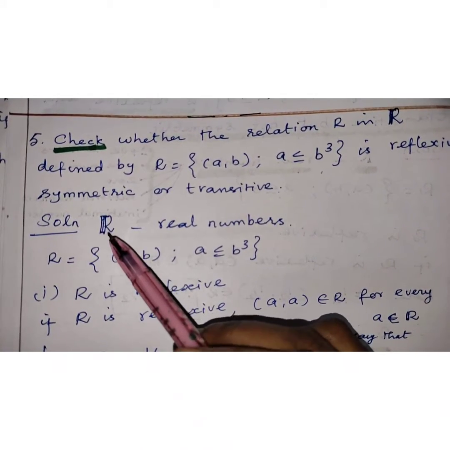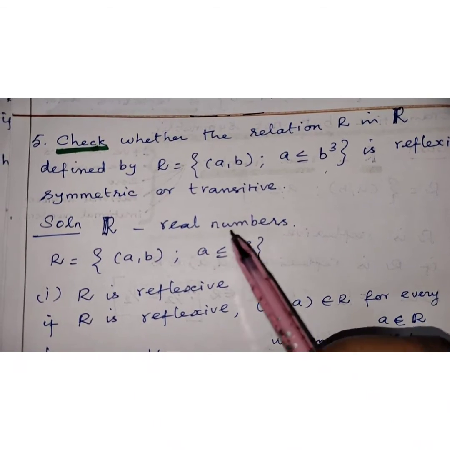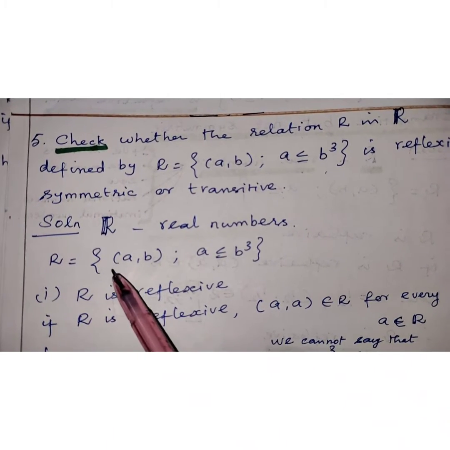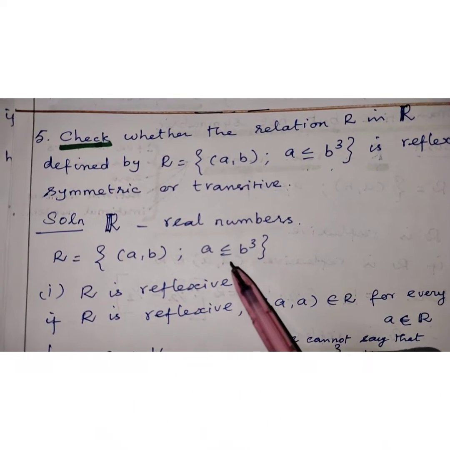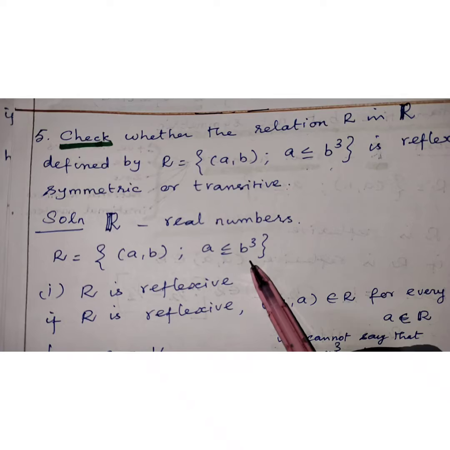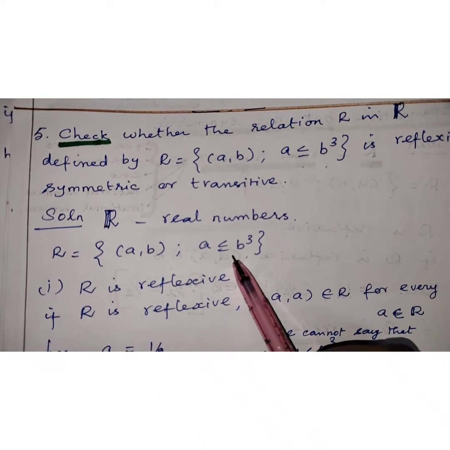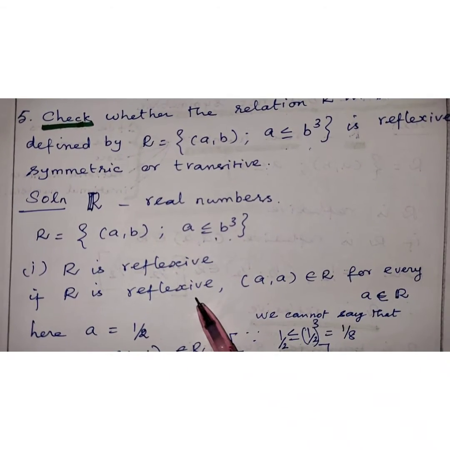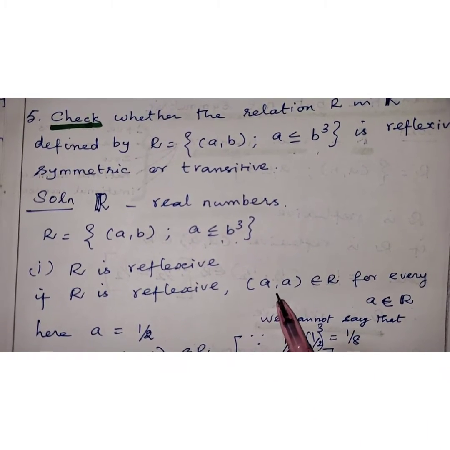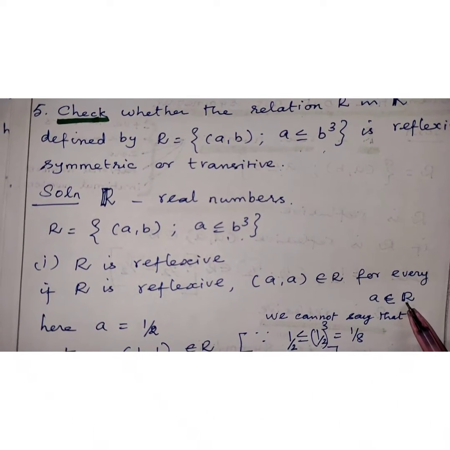This bold letter R means we know that this is the real numbers. The relation R is given as the set of all (a, b) such that a is less than or equal to b cube. This is the given condition. Now we have to check whether R is reflexive or not. If R is reflexive, what does it mean? (a, a) belongs to R for every a belonging to the real numbers.